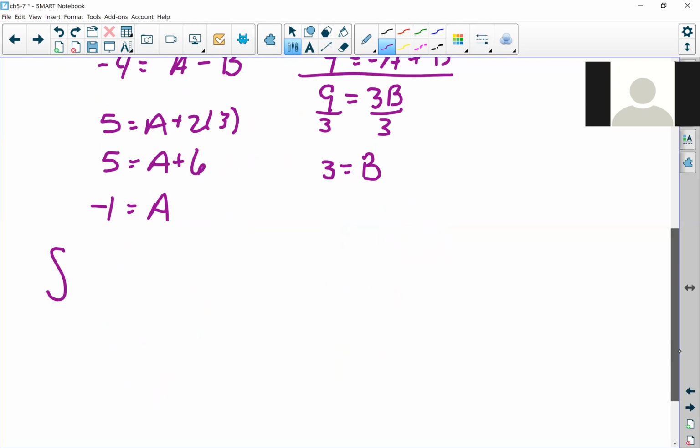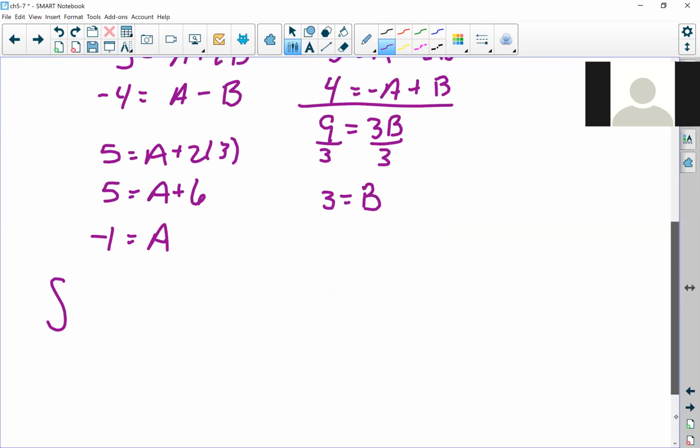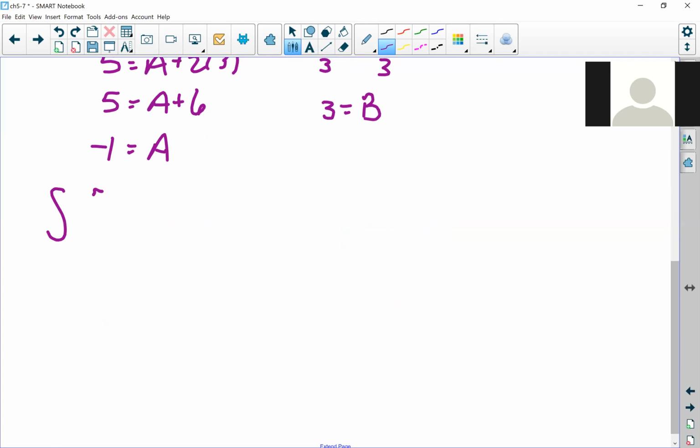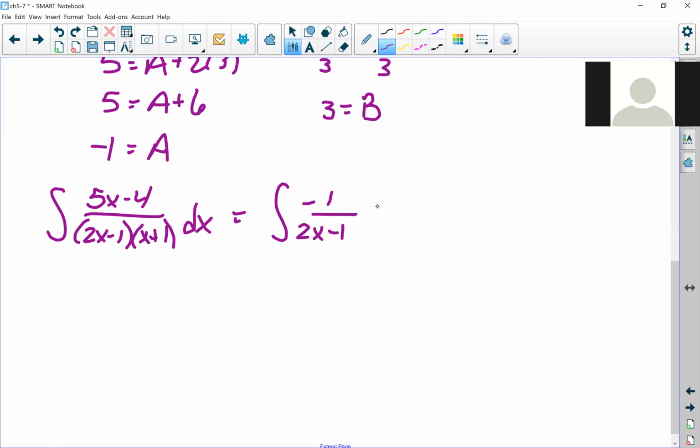So 5x minus 4 over 2x minus 1, x plus 1, becomes negative 1 over 2x minus 1 plus 3 over x plus 1. And I would always write these as separate integrals. You could write them as the same integral. It doesn't matter. I just am more comfortable writing them as two separate integrals.